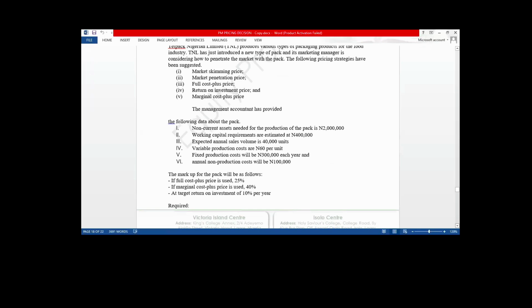For short-term management decision. Thank you. The marginal cost plus pricing is mostly used for short-term management or business decision. Short-term business decision. Thank you.